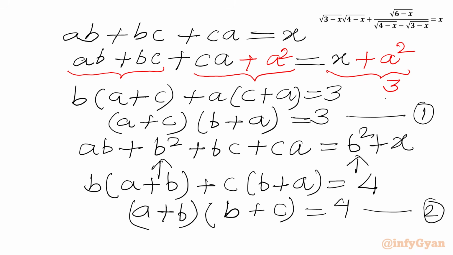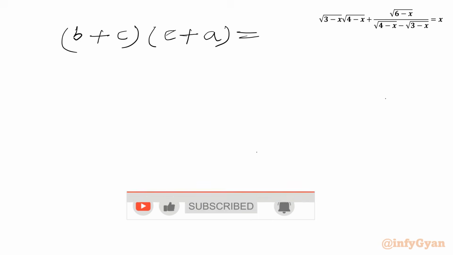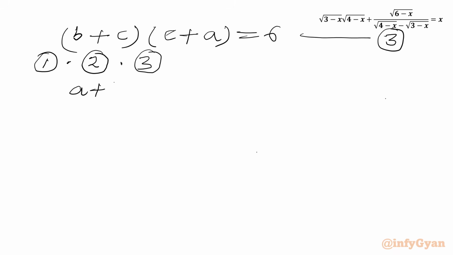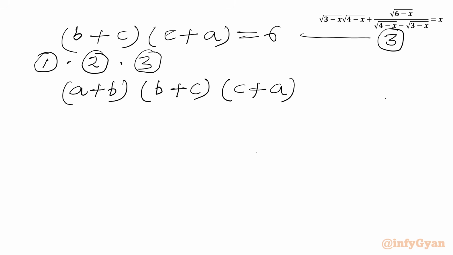Now we will add c square to both sides and get, let me write directly, b plus c times c plus a equal to 6. Here I will write equation number 3. Now we will multiply all the three equations, 1 times 2 times 3. So in the LHS we will have a plus b times b plus c times c plus a, whole square.